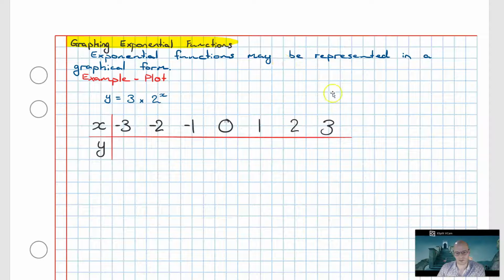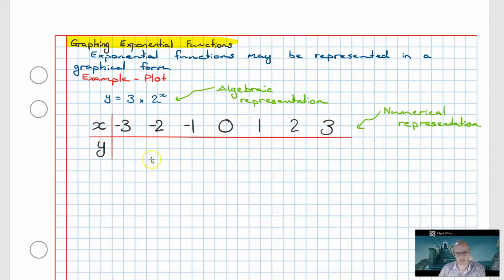Now, firstly, looking at plotting them. Over here we have an exponential function. It's defined as 3 times 2 to the power of x. This representation over here is known as the algebraic representation. To be able to plot this, we first need to convert this algebraic representation into a numerical representation, as shown with a table of values.